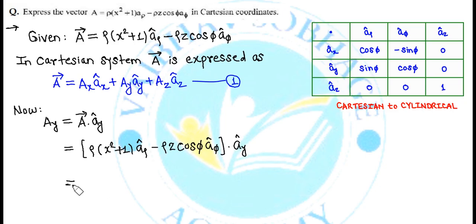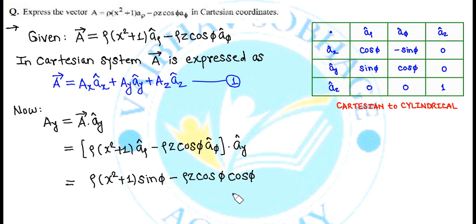Now we are going to take the dot product. So keep this as it is, rho into x square plus 1. Now what is the dot product between A rho and AY? You can refer to this table. The dot product between this A rho and AY is equal to what? Sine of phi. So keep that value as sine phi. Now this rho z cos phi A phi. So A phi dot AY is equal to what? This A phi dot AY is equal to cos of phi. So this is cos of phi.